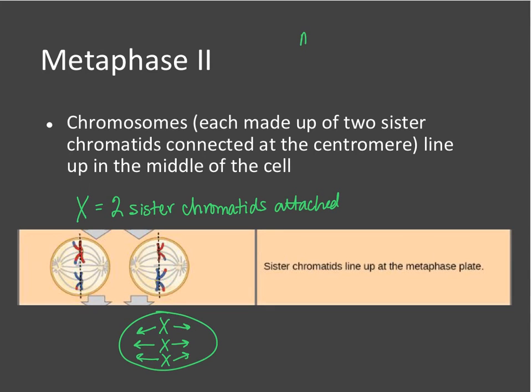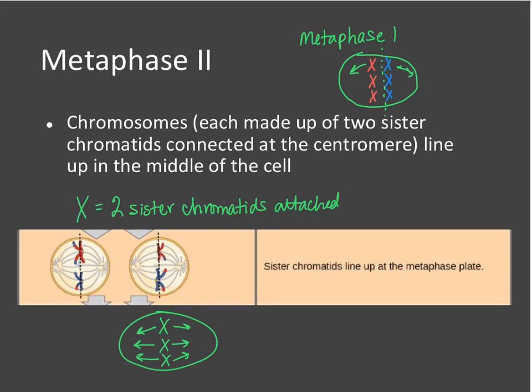Now remember that in metaphase 1, this looked a little different because in metaphase 1, we were separating homologous chromosomes. So in metaphase 1, we would have a cell that looked like this, and our homologous chromosomes would be lined up along the middle of the cell. So that during anaphase, when they got separated, one of the homologous chromosomes would go to one side of the cell, the other homologous chromosome would go to the other side of the cell.